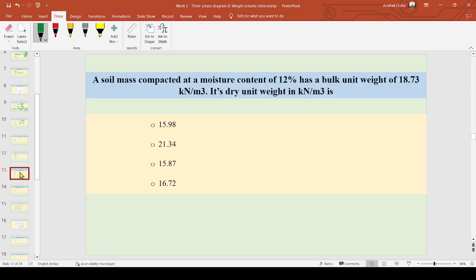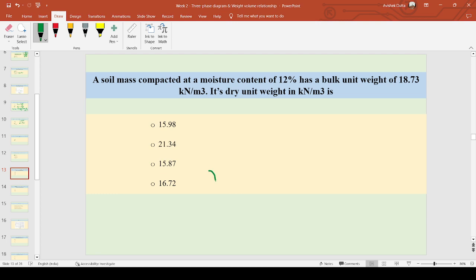Okay. Soil mass compacted at a moisture content of 12 percent has a bulk unit weight of 18.73 kilonewton per meter cube. Its dry unit weight is how much? Don't know? Hello. Yes, sir. Okay, no problem. If you don't know, no problem.